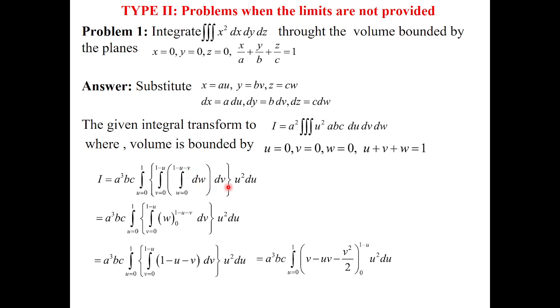Now for the remaining integration, w it is eliminated. So what will be the equation? U it is 0, v it is 0. Put w equals to 0 here. So what will be the equation? U plus v equals to 1. So now either you can take integration with respect to u or v.